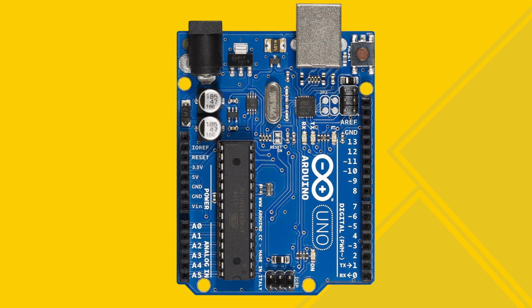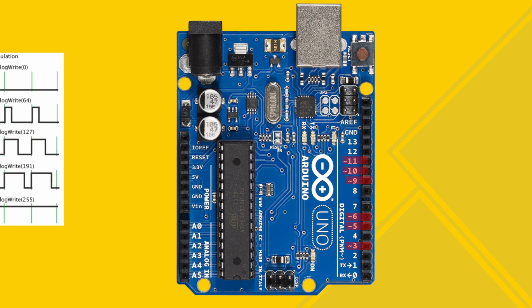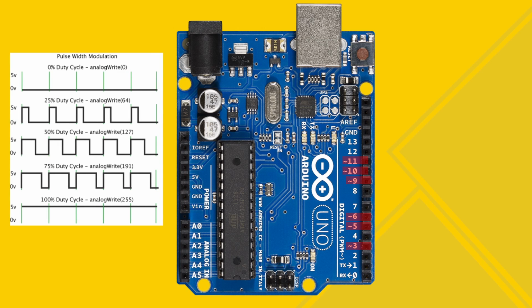As you might have noticed, on the pins 3, 5, 6, 9, 10 and 11, there's a small wave sign next to them. This means that these pins are PWM pins, so pulse width modulation pins. So this basically means that you can vary the voltage output from these pins between 0 and 5 volts.